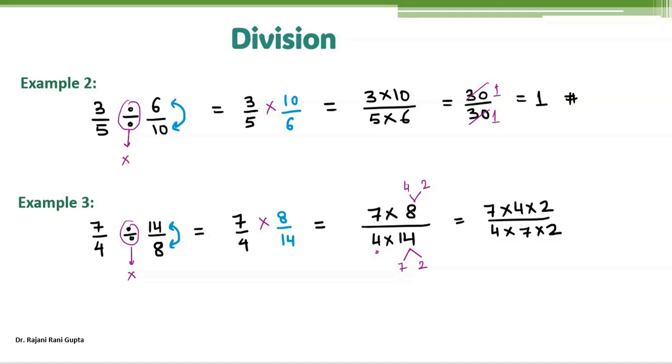Why we didn't simplify 4? Because we got a factor here. So we can cancel. So 4 we can cancel with this 4. The 7 in numerator gets cancelled with the 7 in the denominator. Oh, even the 2 gets cancelled. So again, we get the final answer as 1. Okay.